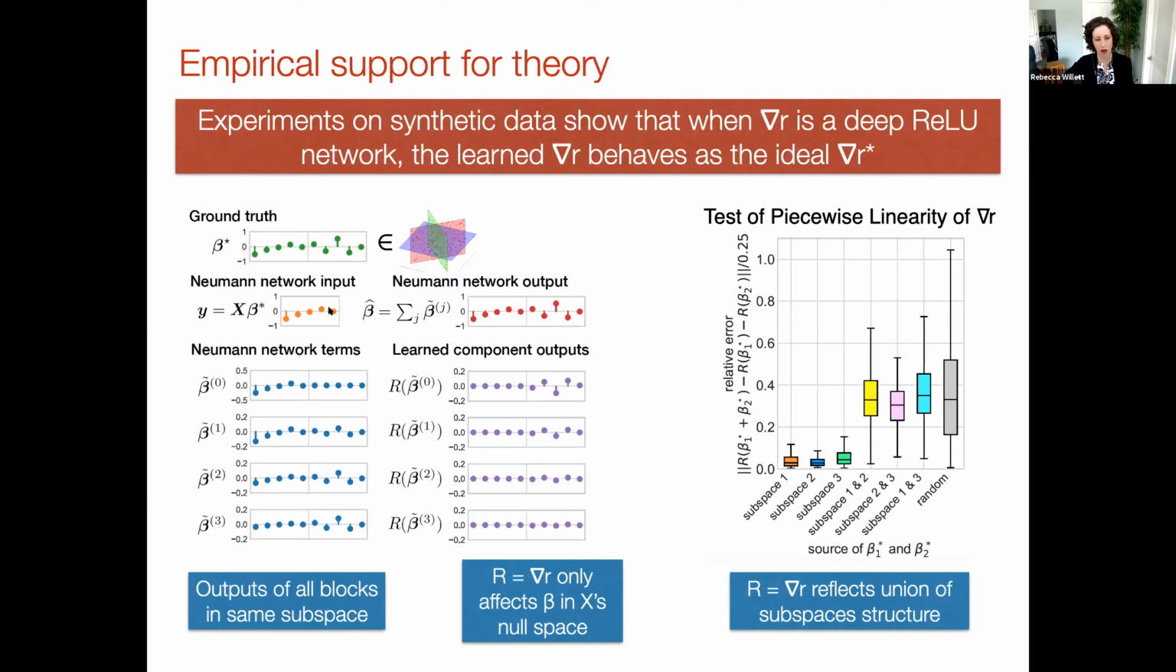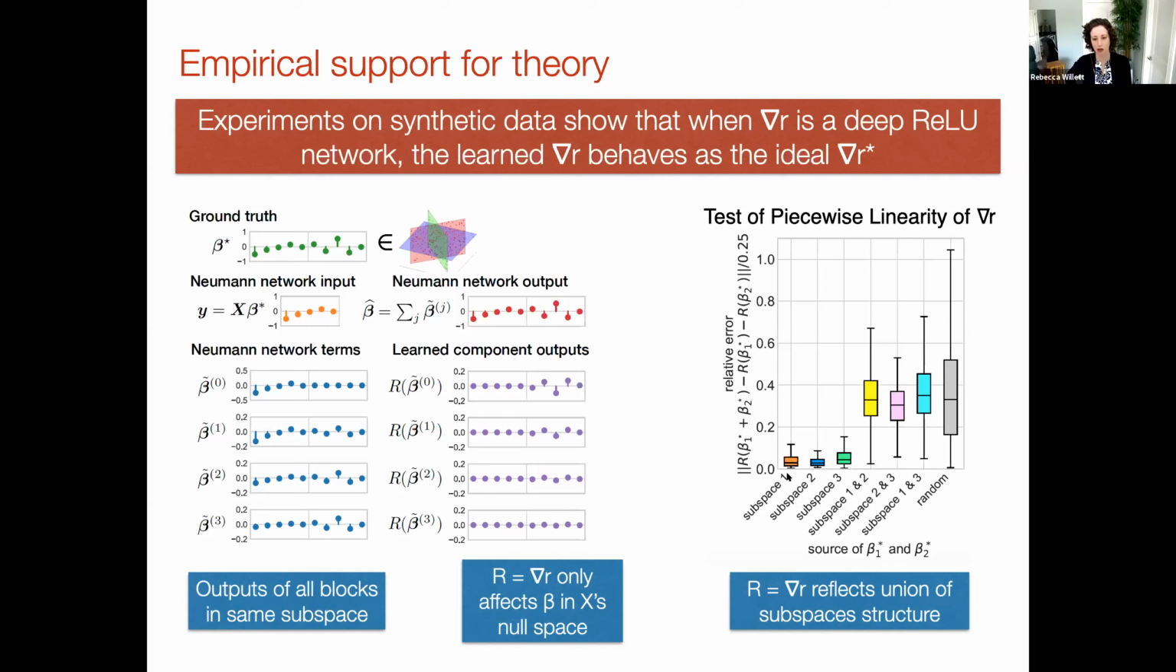And so in this toy example, we see 3 things. First of all, the outputs of all the different blocks, which I've got in the far left column, are all in the same subspace. Secondly, the gradient of the regularizer, the thing that we learn, is not having any effect on the first 5 elements. In other words, it's only affecting the outputs, the betas, in the null space of our forward model X. And finally, the learned regularizer has this union of subspaces structure.